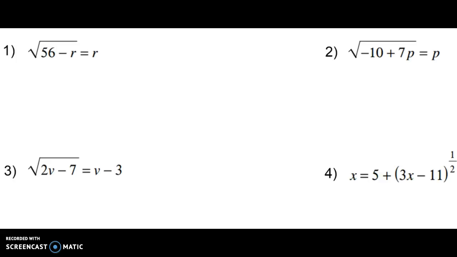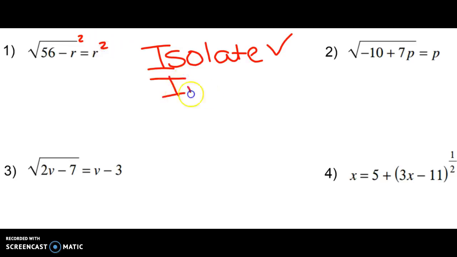All right, so we're going to go through our steps. We're going to isolate our radical, and it looks like it is, so that's done. And then we're going to do the inverse exponent. So the inverse exponent for a square root would be a square. So we're going to square both sides. So that's your inverse exponent. All right, let's go work that out a little bit.